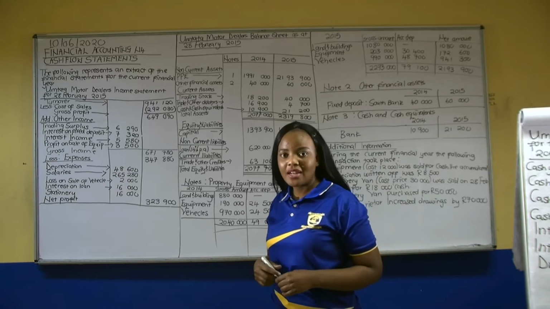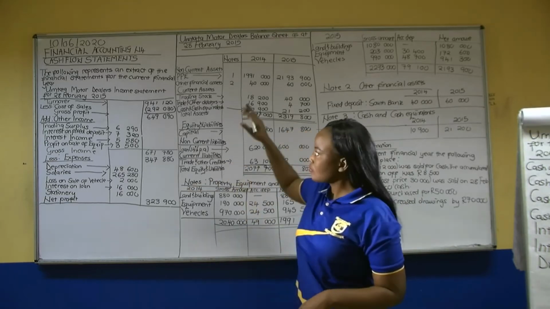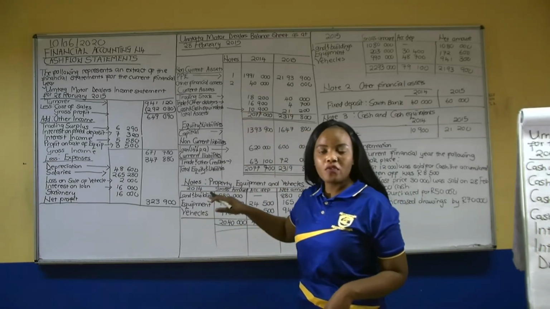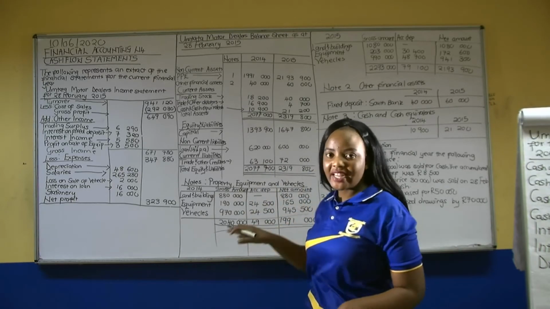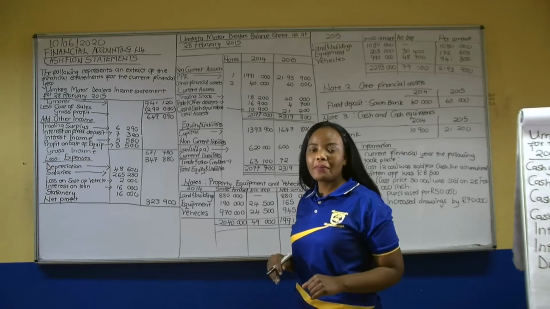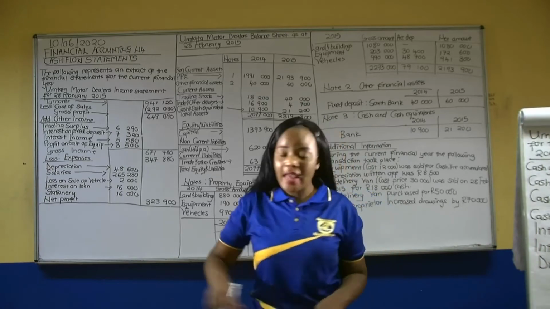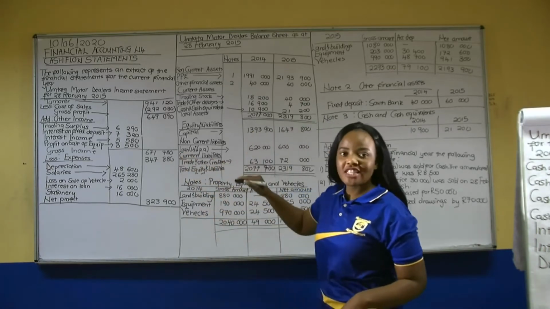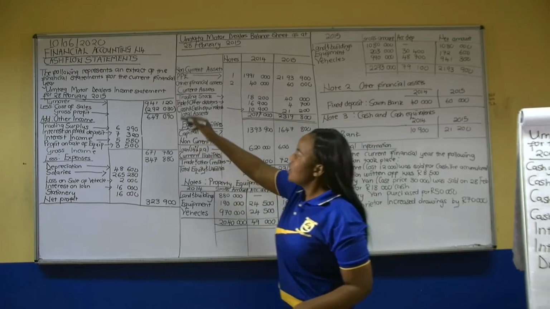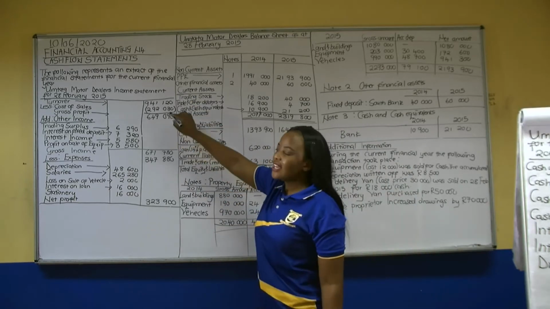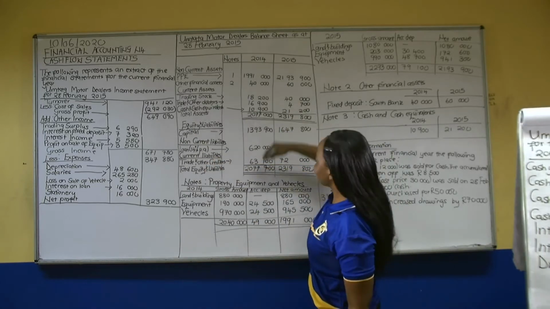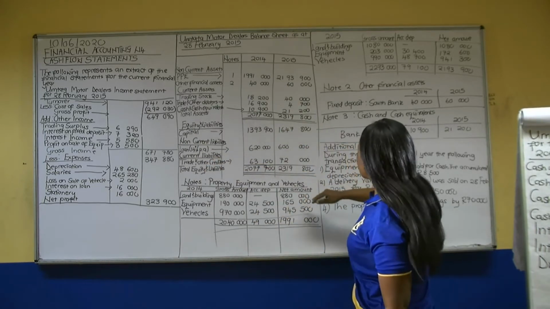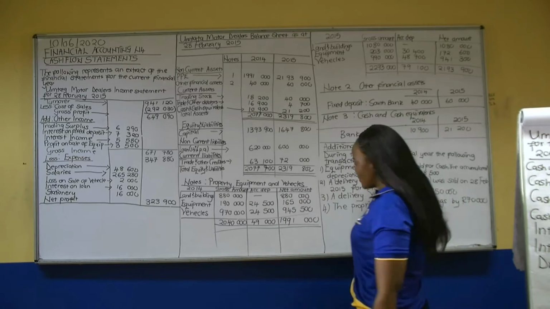cash flow statement. I won't read the whole question for the sake of time. I'll go straight to the additional information, then we'll prepare our cash flow statement. For you to prepare a cash flow statement, you need to have two statements, which is the income statement, I've provided it here, as well as the balance sheet and the notes, as well as the additional information.